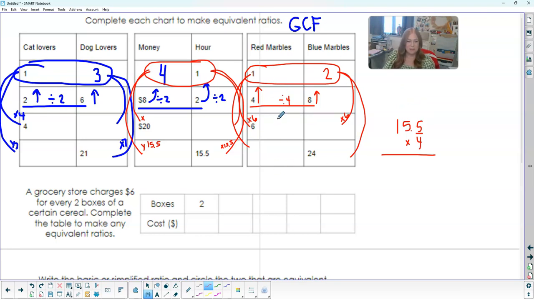Hey, a grocery store charges $6 for every 2 boxes of cereal.